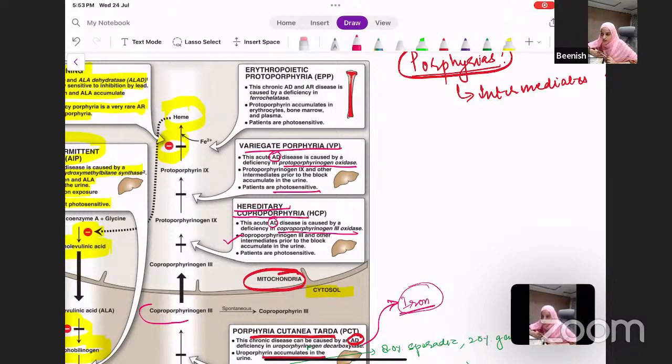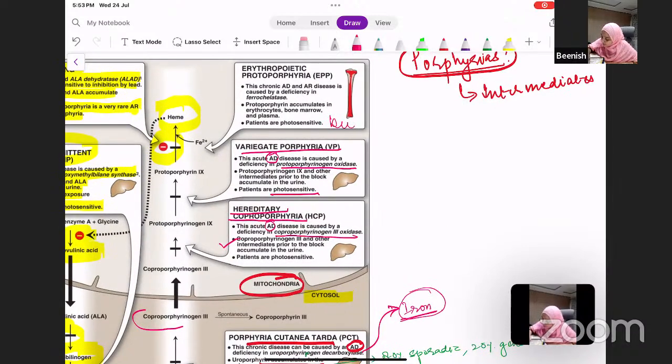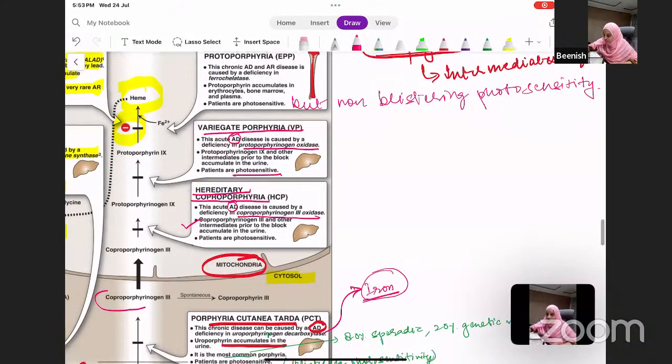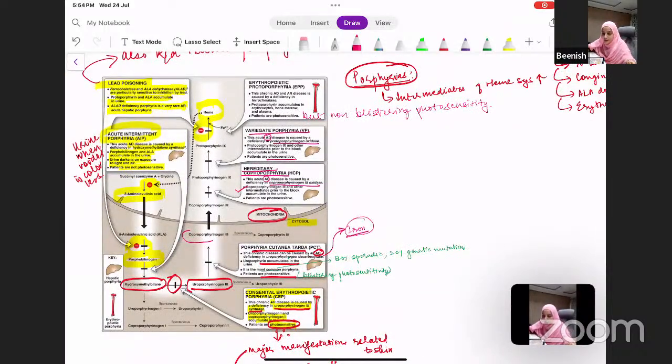erythropoietic protoporphyria. Here, what is going to happen? Your protoporphyrin accumulates in erythrocytes, bone marrow, and plasma, and patients are photosensitive. But this is non-blistering photosensitivity. Okay, so with this, we come to the end of all the porphyrias.